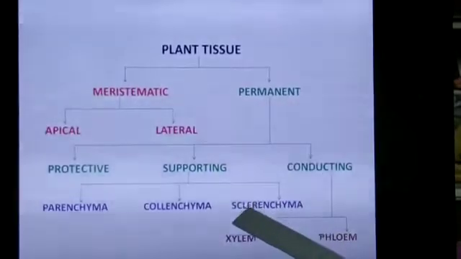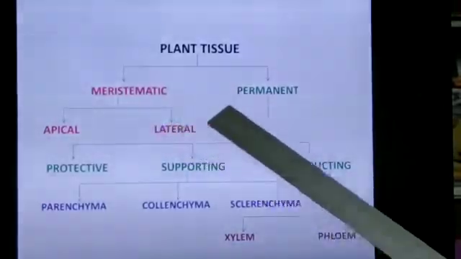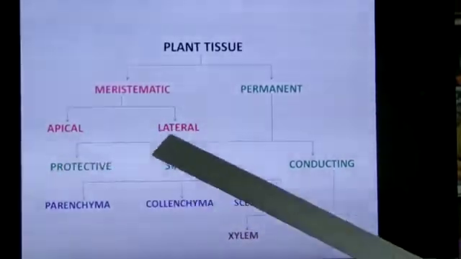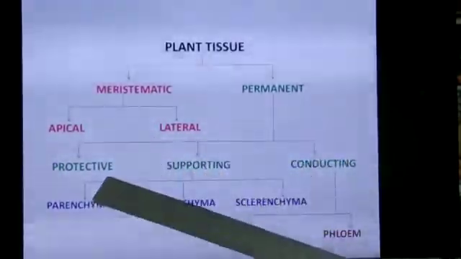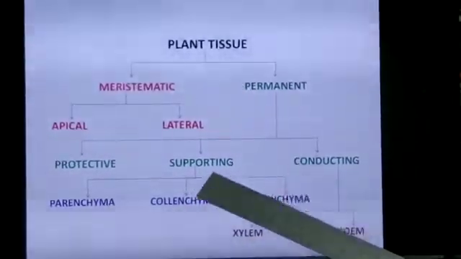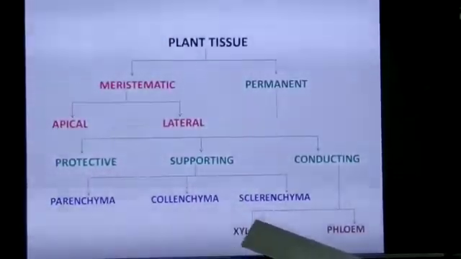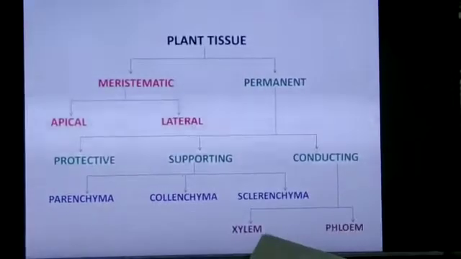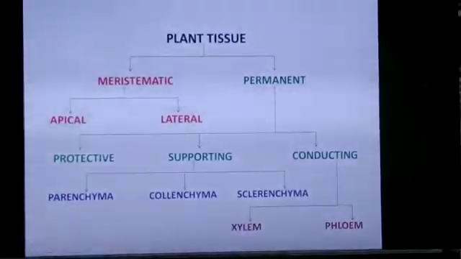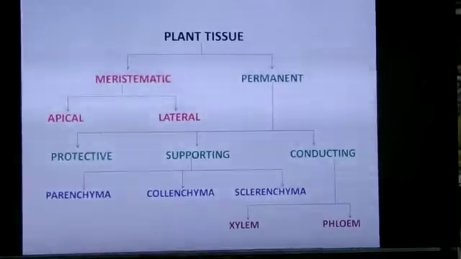This flowchart shows the complete classification of plant tissue. Plant tissue is divided into meristematic and permanent tissue. Meristematic tissue is of two types, apical meristem and lateral meristem. Permanent tissue is divided into 3 types, protective tissue, supporting tissue and conducting tissue. Supporting tissue is again divided into 3 types, parenchyma, collenchyma and sclerenchyma. Conducting tissue is of 2 types, xylem and phloem. Here we will be discussing about the characteristics of each tissue along with their location and function.